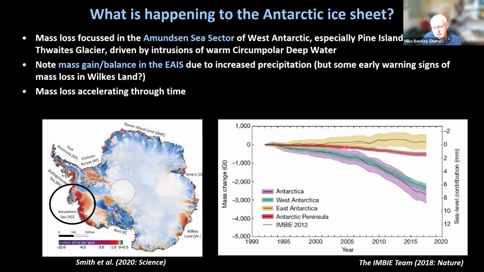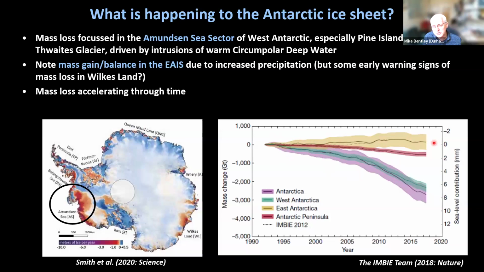And you can see that the Antarctic Peninsula has lost about 500 times that since the mid-90s. And that's the smaller component of loss. West Antarctica is losing much more, this green band. So that's lost over 2,500 gigatons since the mid-90s. East Antarctica has just got this tiny gain.